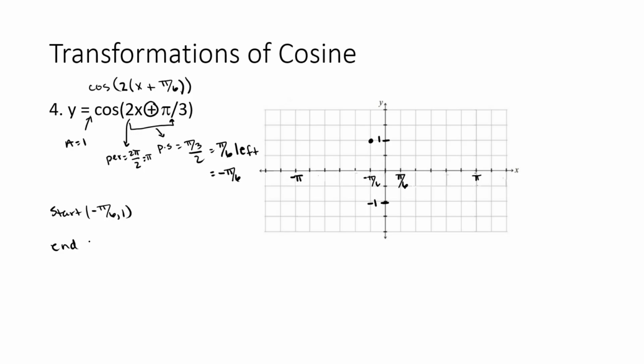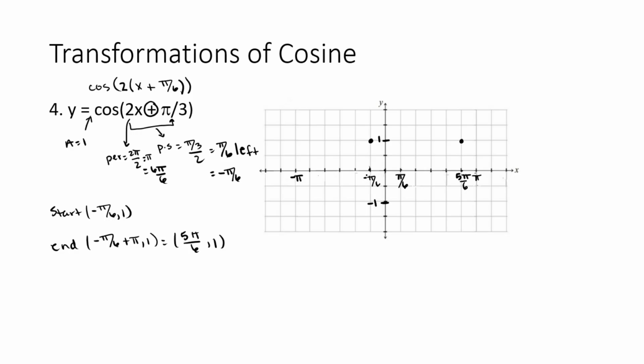Then I'll find my end. So I'll take negative pi 6 and I'll add my period. And that'll actually end up being 1 minus 1/6 is 5/6. But I can also just take this negative pi 6 and go over 6 places, because that's pi is going to be 6 pi 6. So 1, 2, 3, 4, 5, 6 puts me at 5/6, and that's another peak.